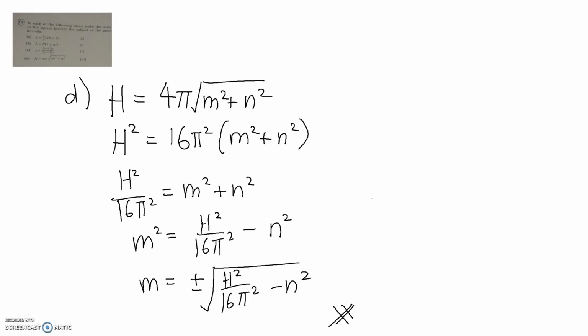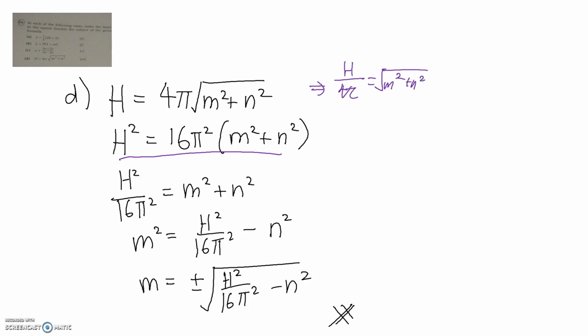Okay. I think what Miss Chan has done in step number 2 over here is to actually square both sides. Now, I think some students have problems with this. Now, let's say from the first step, if you divide throughout by 4 pi, you get h over 4 pi. Okay, it's from here. h over 4 pi equals to square root of m squared plus n squared.